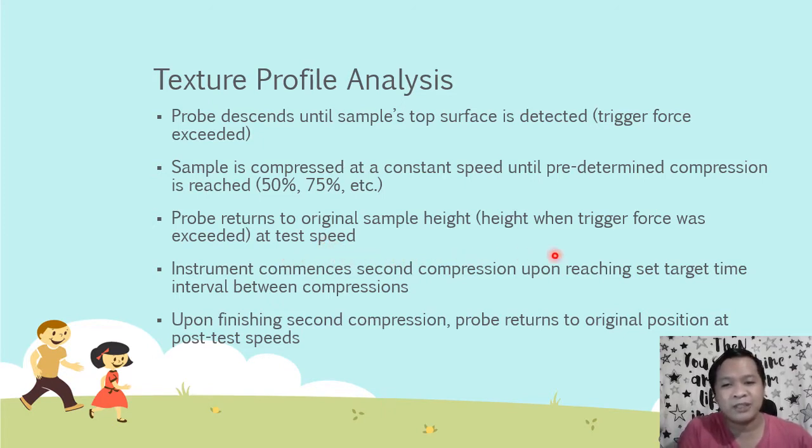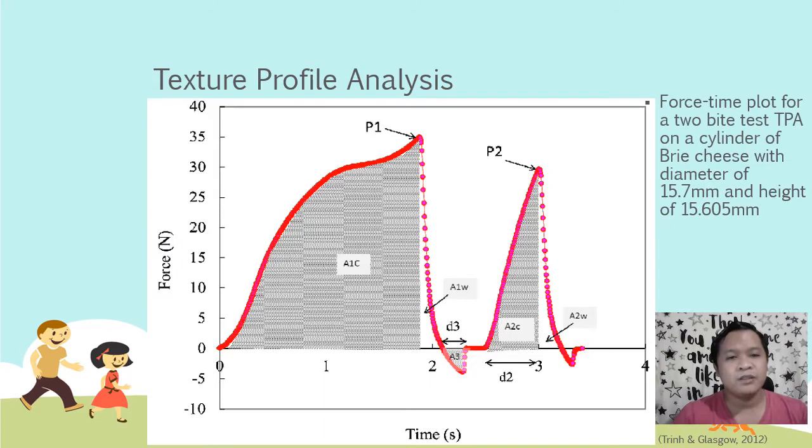So, meron second compression na magaganap following the first few steps, no? And the 2-bite process ends when after the second compression, the probe returns to its original position at a predetermined post-test speed. So that might seem like a handful, or rather a mouthful, but essentially para mo lang nilagyan yung bunganga ng 4 sensors, tapos nagnguya ka twice, no? So ito yung output ng 2-bite test at sample output nito, no?